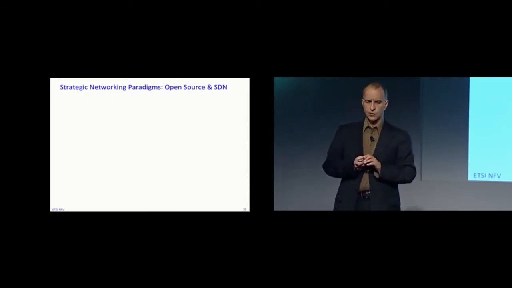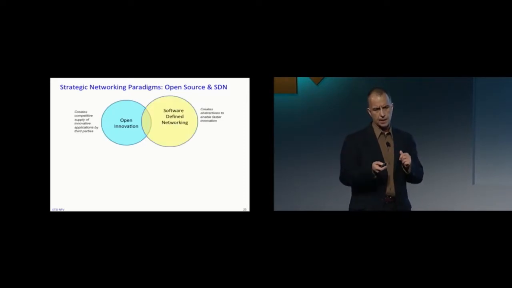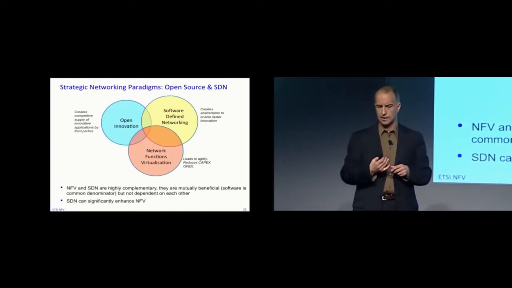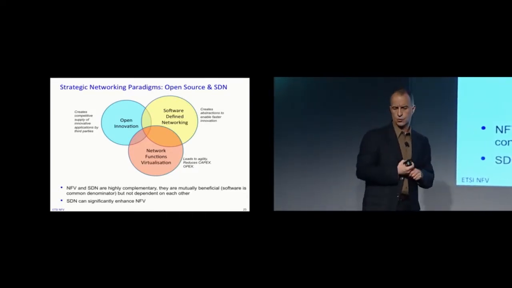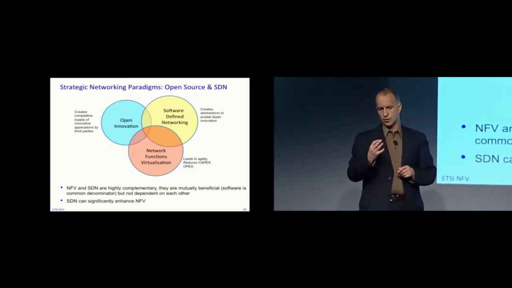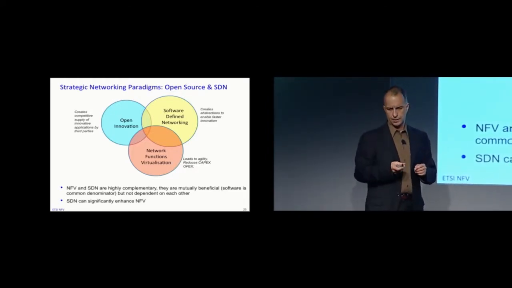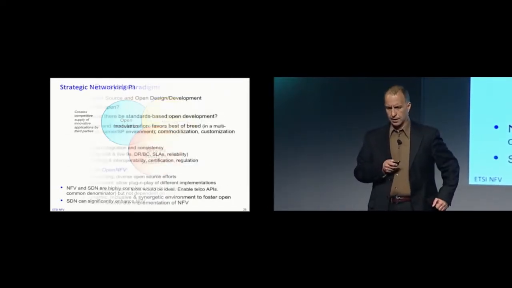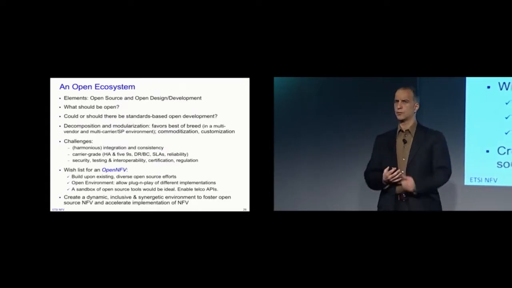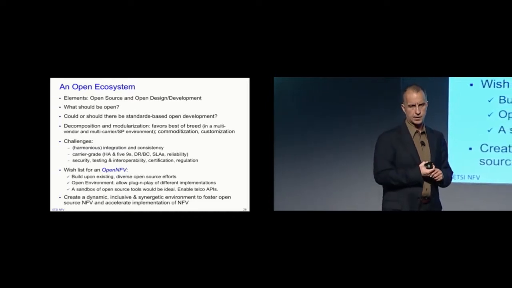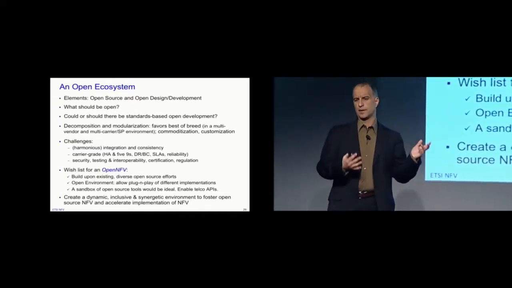I'm going to switch to the strategic networking paradigms with respect to open source and SDN. This is something that we have published in our first white paper, and actually I see the same Venn diagram in some of the brochures distributed to you today. And we're visionary enough to mention open innovation and SDN from the get-go. And so I'll be talking about open innovation first, and an open ecosystem that we try to build around NFV. The elements of that open ecosystem are going to be open source and open design and development.